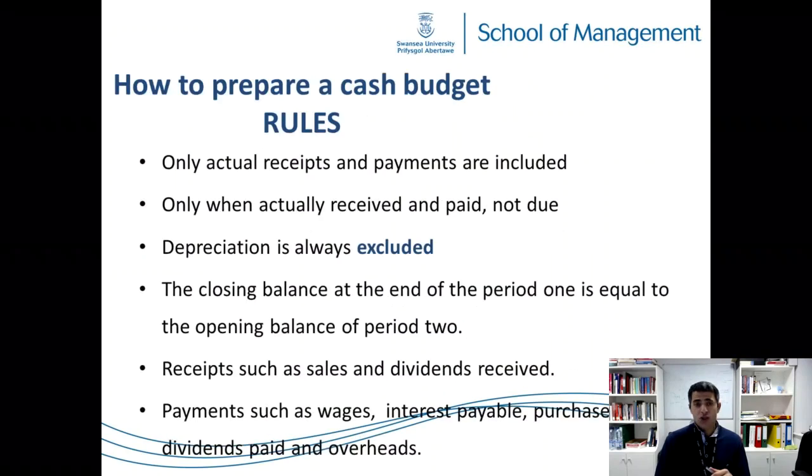When it comes to a cash budget, there are certain rules which you need to follow. Only actual receipts and payments are included. When we really receive the money, we include it in the cash budget. When we pay the money, we include it. If you tell me we sold £100,000 today and we are going to receive the money next month, we are not going to record anything this month. Next month we will record that we are receiving £100,000.